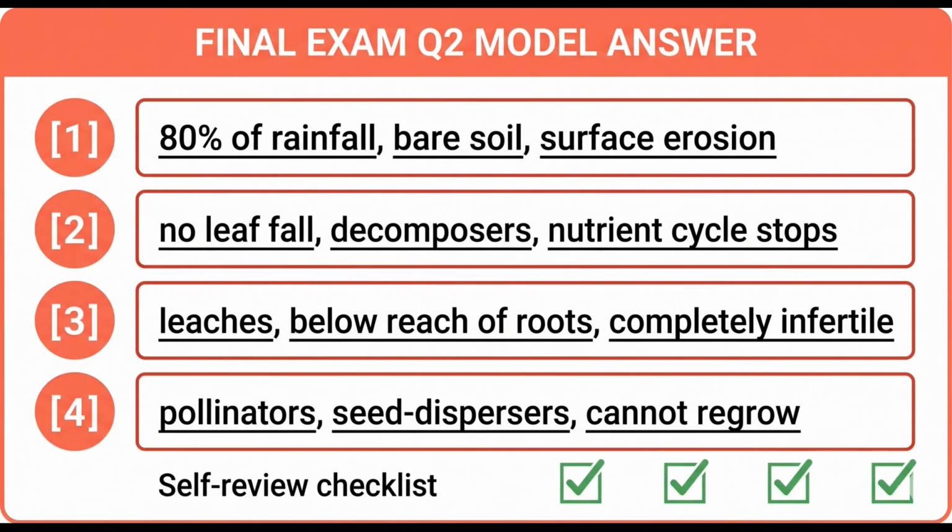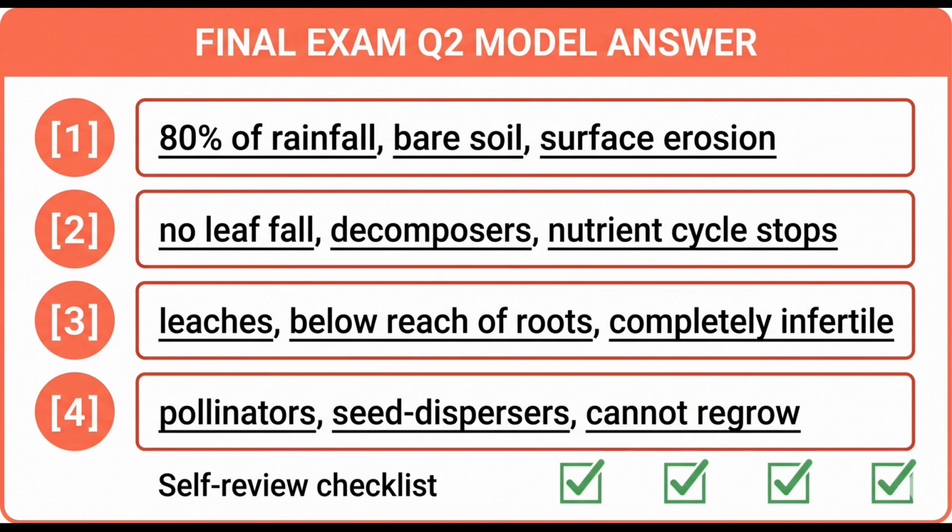Final exam question 2 model answer. Mark 1. The canopy intercepts 80% of rainfall. Without it, heavy rain hits bare soil directly, causing severe surface erosion that strips away the thin, nutrient-rich topsoil within months. Mark 2. Without trees, there is no leaf fall, decomposers have nothing to break down, no new nutrients are released, and the nutrient cycle stops completely.